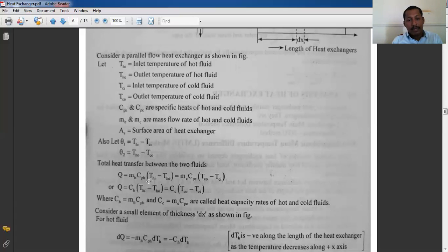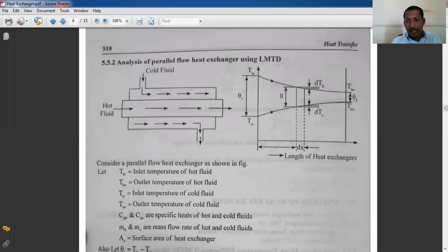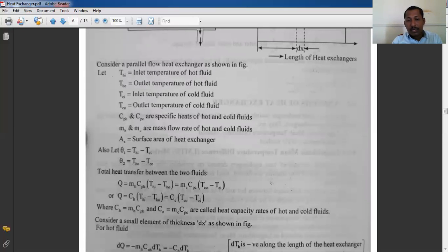Okay, that is Q is equal to MH CPH into Thi minus Th, the difference in the temperature. See here in this figure, Thi is at the higher temperature, that's why it has taken Thi minus Tci. Now MC CPC into Tc naught, the outlet temperature of the cold fluid, is maximum as compared to the inlet temperature of the cold fluid. As we have assumed mass flow rates are constant, MH CPH will be the same.